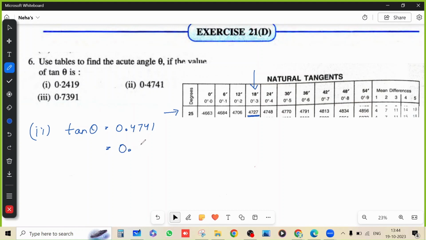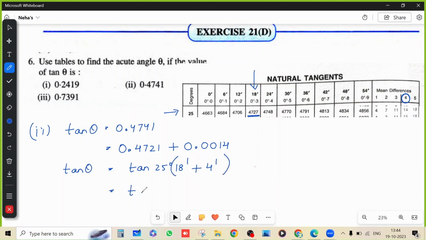It can be written as 0.4727. Now the gap between these two numbers is 0.0014. Now we can convert it in the form of tan as this is the value of tan 25 degree 18 minute and this value 14 is given in the column 4 minute. Now in case of tan and sine, we know that we have to add the values. We will add the number. This will become tan 25 degree 22 minute. Therefore, theta is equal to 25 degree 22 minutes.